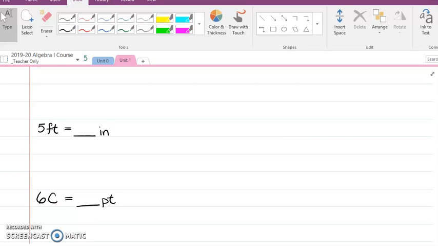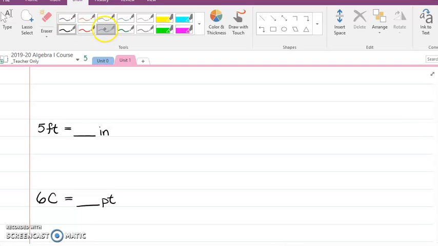There's a variety of ways to convert units. The way I'm going to show you might seem like too much for the simple problems, but by the time we get to the harder problems, you'll probably appreciate having one method that works on all the problems. So bear with me as we start with some of these easier problems. The first one is 5 feet converted to inches. How many inches are in 5 feet?